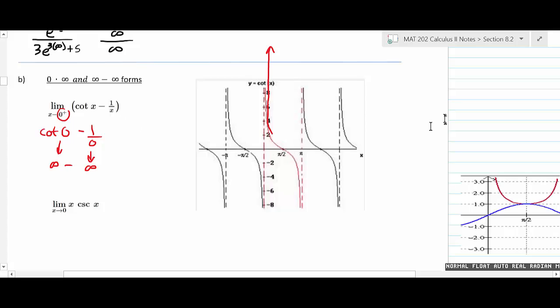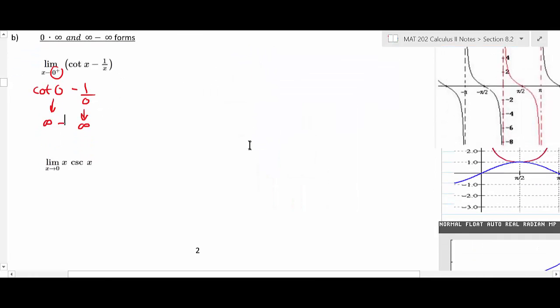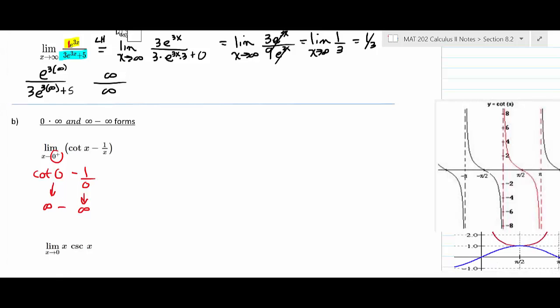Anytime you're around a vertical asymptote, like with a trig function, infinity is where it's going, either positive infinity or negative infinity, right? So we have that. Now, what you have to do here is not just start taking a derivative. You have to write it as a fraction. This needs to be put together into a single fraction before we can do that limit.